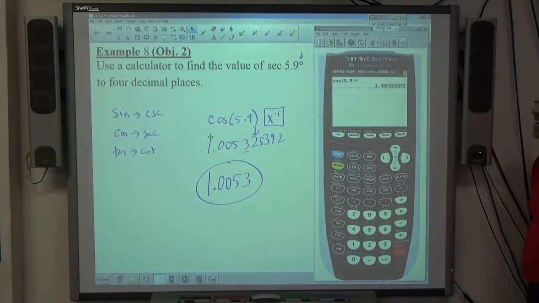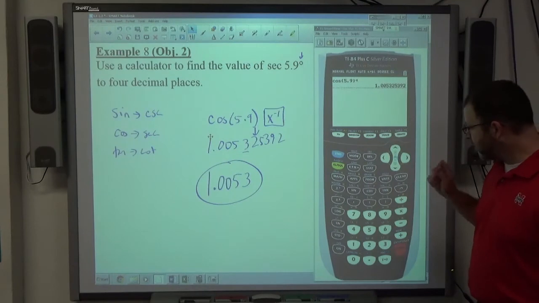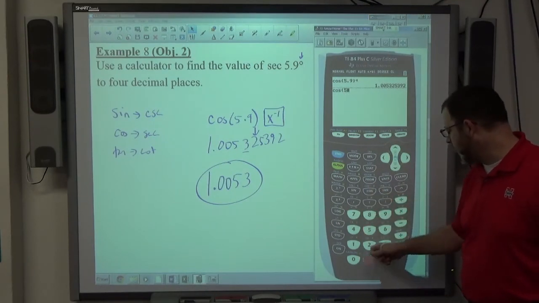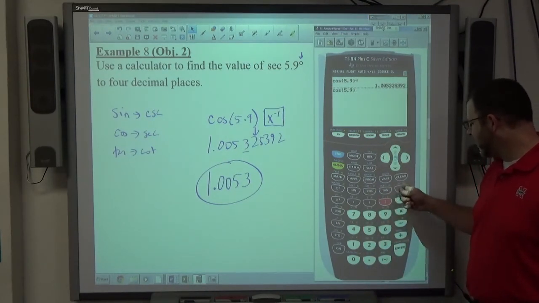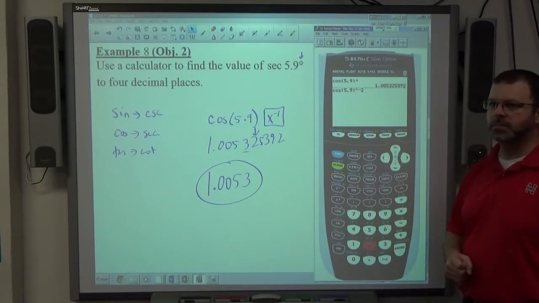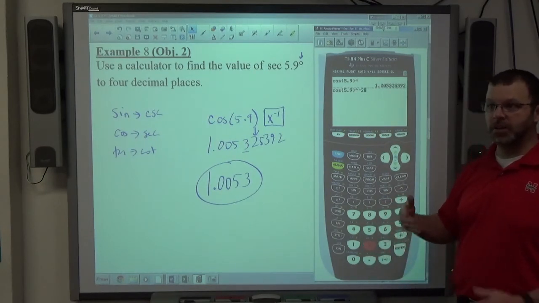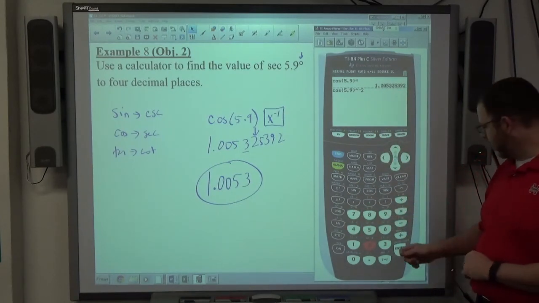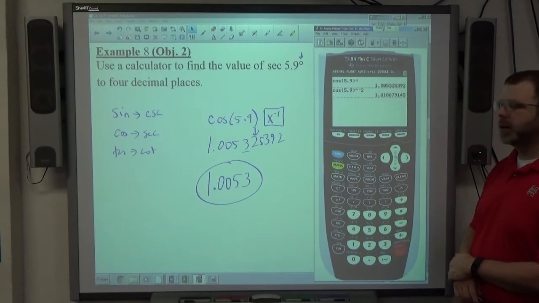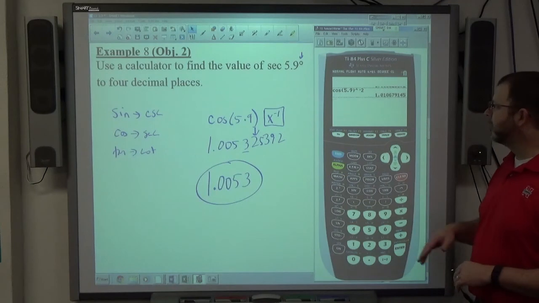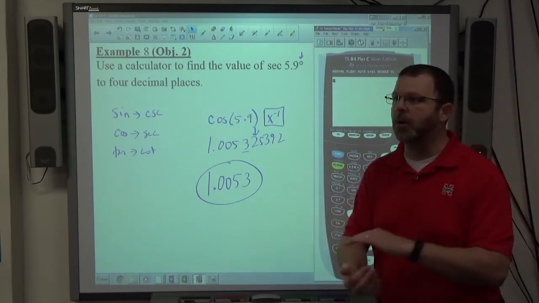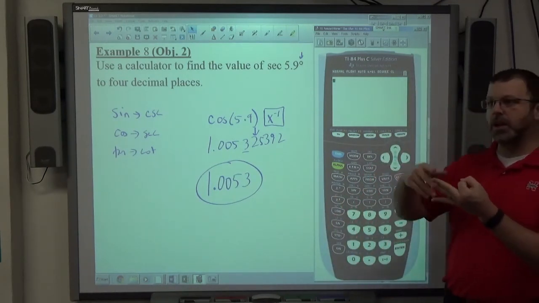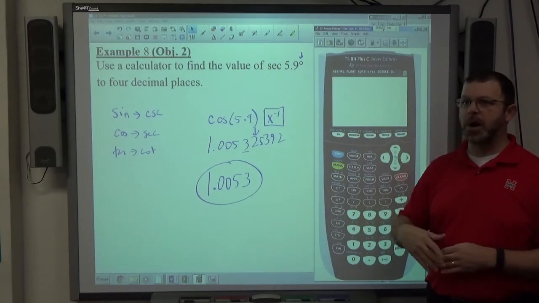Okay. Suppose it said secant squared of 5.9, just for the sake of argument. Secant squared of 5.9, we're going to do cosine 5.9 in parentheses, caret negative 2. The negative power is creating the reciprocal, and then the power itself is what squares it. So that'd be secant squared, 1.0107. That happens quite often where you have to do a trig function to a power. For secant, cosecant, cotangent, use the negative power with the proper reciprocal function.